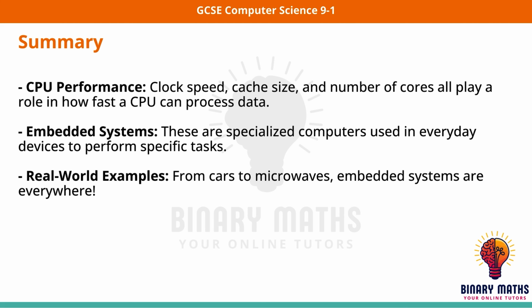To wrap up, here are the key takeaways. CPU performance: clock speed, cache size, and number of cores all play a role in how fast a CPU can process data. Embedded systems: these are specialized computers used in everyday devices to perform specific tasks. Real-world examples: from cars to microwaves, embedded systems are everywhere.